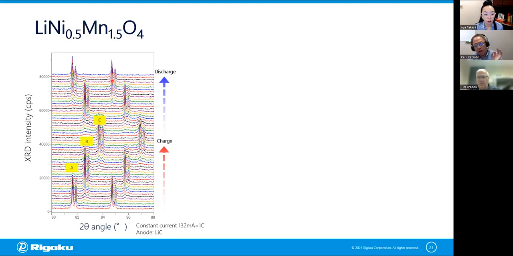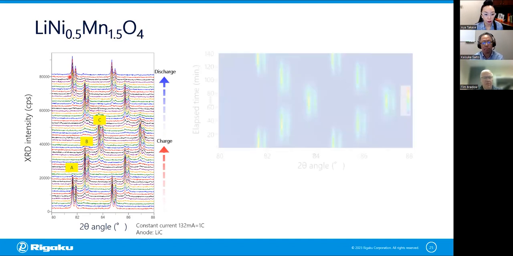So let's say we have 3 phases. This is a crystal structure. Phase A is the first peak position. This phase A became phase B, and then finally became phase C under the charging. And under the discharging, C became B, then became A.